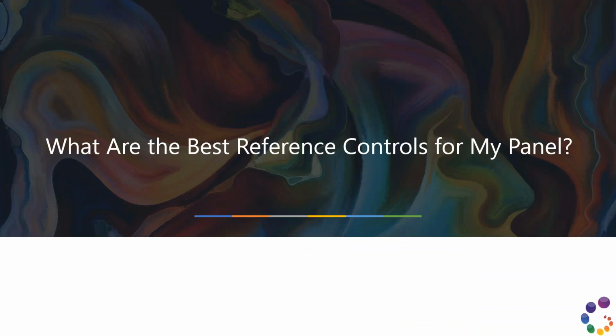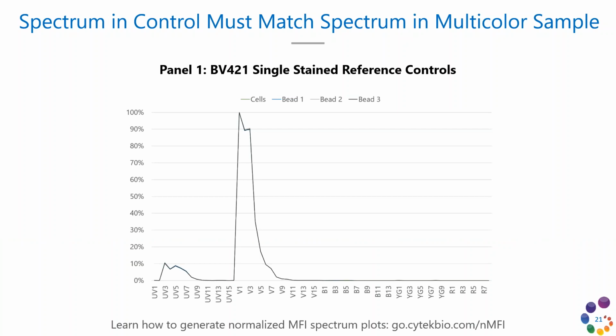Now, we've got all of our dyes chosen, our panels laid out, but how do we decide what the best reference control is for my panel? The best reference control is always going to be the control that has the spectrum that identically matches the spectrum of that fluorochrome in your multicolor tube. If those do not match, you'll see some interesting things happen in your data. So first, let's look at an example where the spectrum match up really nicely.